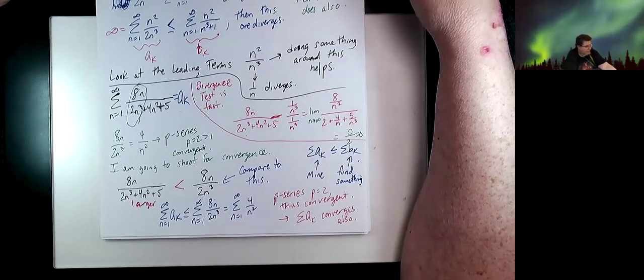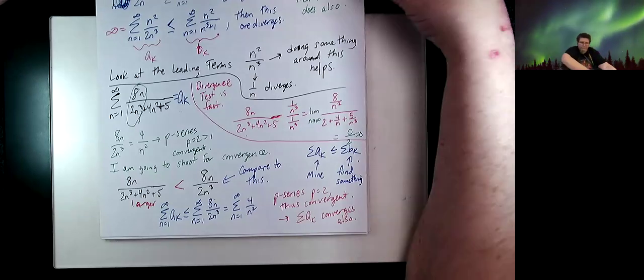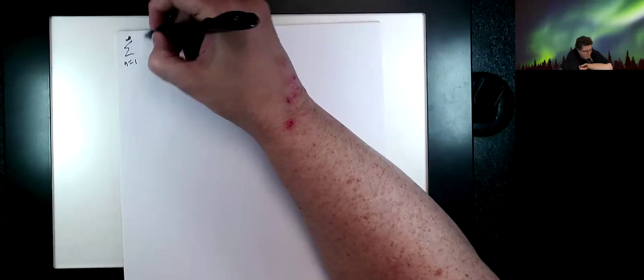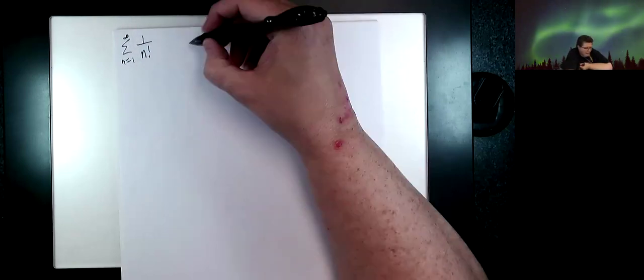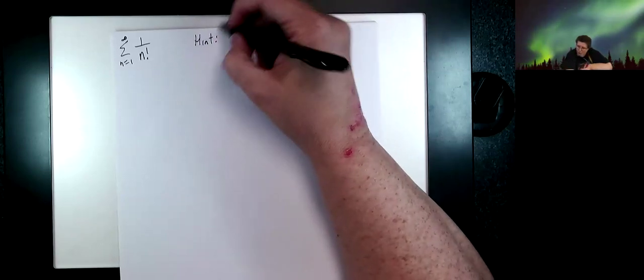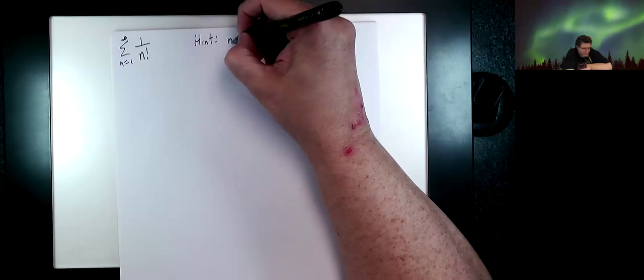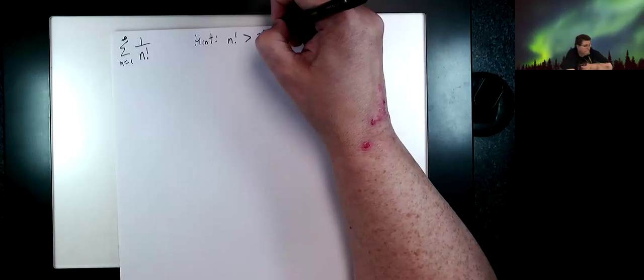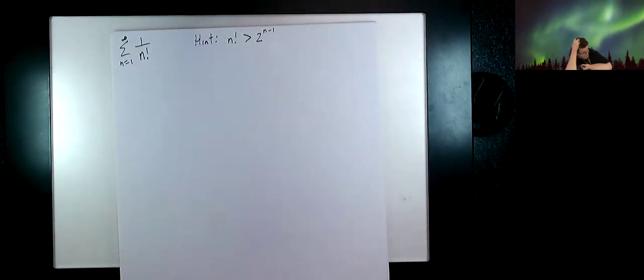All right, you guys ready for another? Anybody need that longer? All right. Let's take a look at the summation of n equals 1 to infinity of 1 over n factorial. And I'm going to give you a hint because you probably don't know this. n factorial is greater than 2 to the n minus 1 for large n.